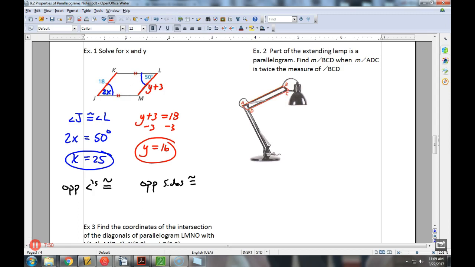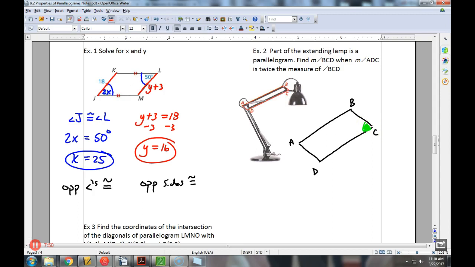All right, example 2, part of the extending lamp is a parallelogram. What's a little skinny one up there? Find the measure of angle BCD if ADC... all right, so I'm going to tell you right away, I don't like this drawing. So when I don't like a drawing, I redraw it myself. I'm going to redraw this thing bigger, and hopefully it'll make a little more sense to me. I would always do that on any test or any homework. If you don't like the picture, redraw it. Make it a little more user-friendly. So it says find BCD. So we're actually trying to find this green angle right here. Find how many degrees that is.